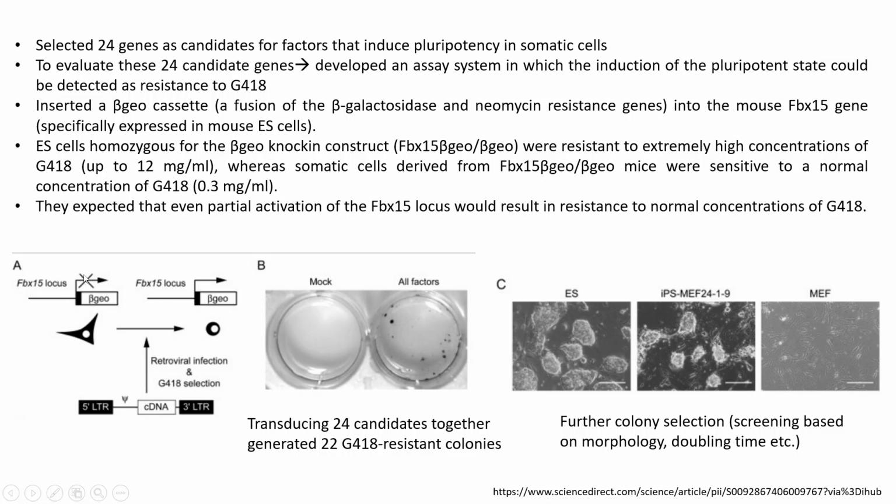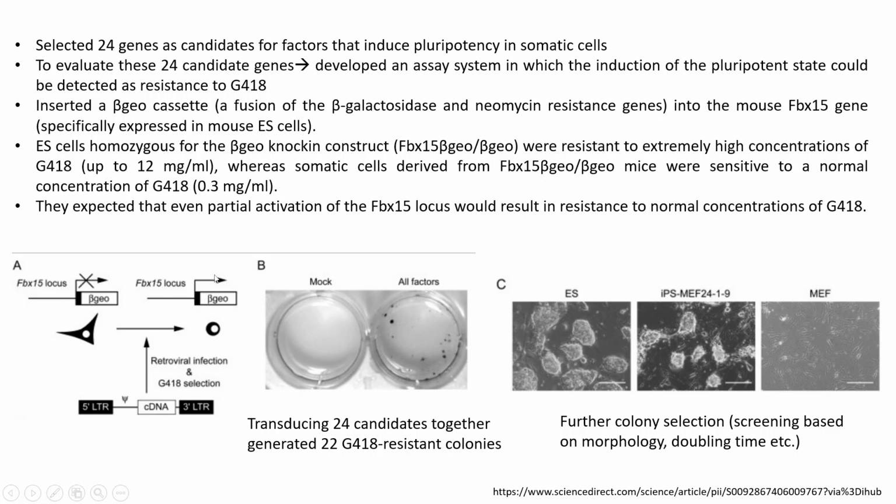You have your FBX15 locus. If it's not induced, then it will not express. If it's induced, then it will express. And how are they inducing this? They're doing a retroviral infection. So basically, long story short, they have a virus in which they have the gene of each one. So there are 24 different retroviruses. Each one will have one of these candidate genes. Okay, and they are doing this in 24 different wells of cells, adding this retrovirus to each one and seeing, with the help of G418 selection, whether that factor is enough to induce pluripotency or not.